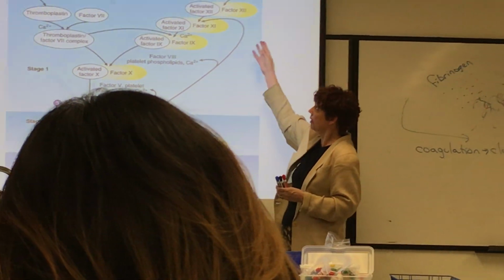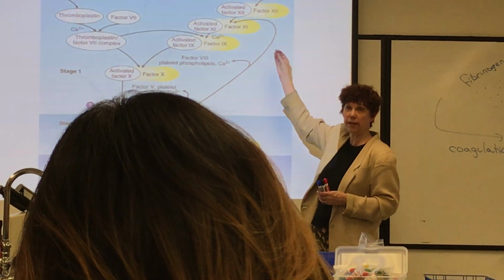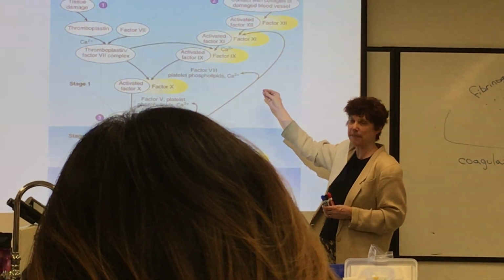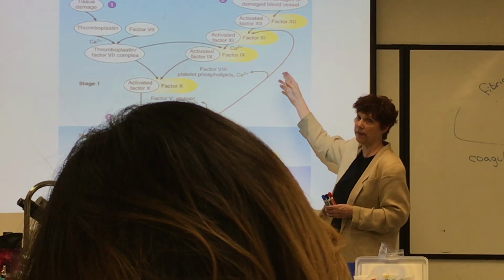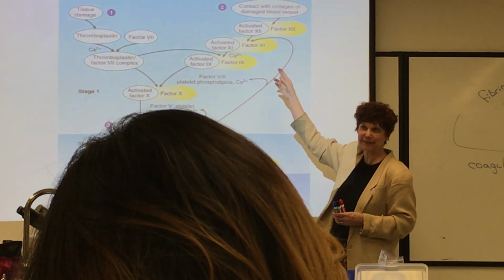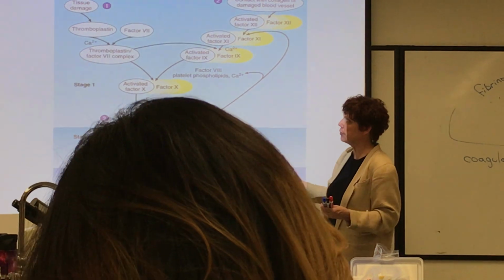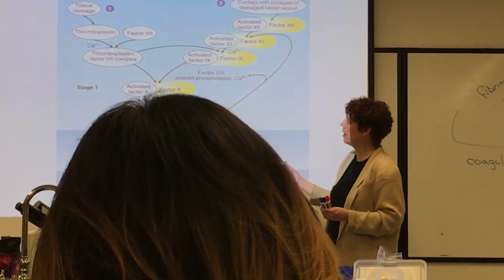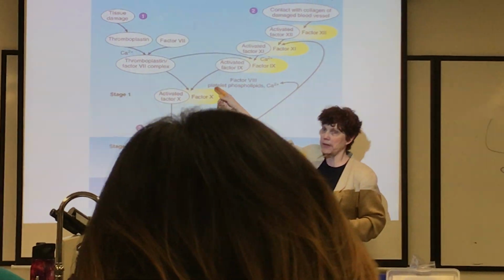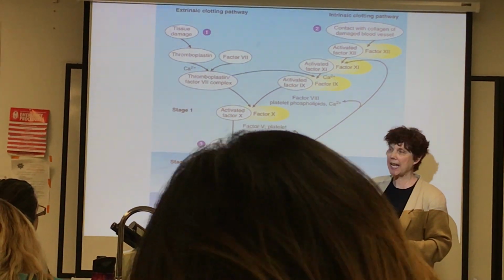So, no external source to trigger the cascade, the positive feedback cascade, if it's an intrinsic factor. It's a damaged surface, okay? Or an unusual surface. So, now we're going to start with the common pathway, okay?